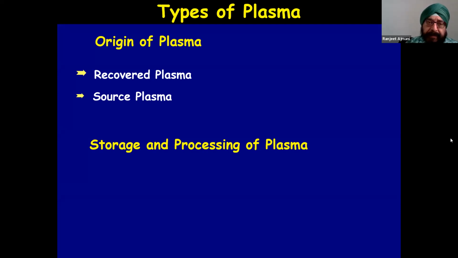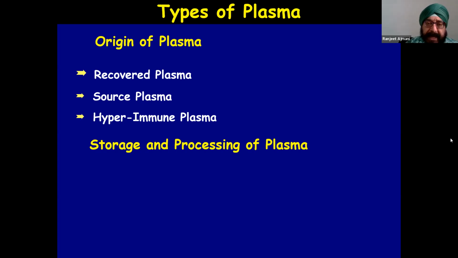Most of the source plasma comes from 5 countries in the world: North America, Czech Republic, Austria, Germany, China, and Hungary. These are the major countries which contribute about 80% of the global plasma, or more than 85% of the global plasma. And this is a paid activity, while recovered plasma is non-remunerated. And within the source plasma, there is another category of plasma called hyperimmune plasma.